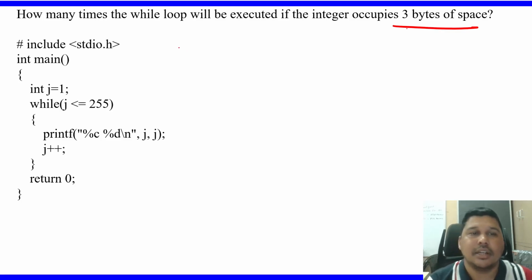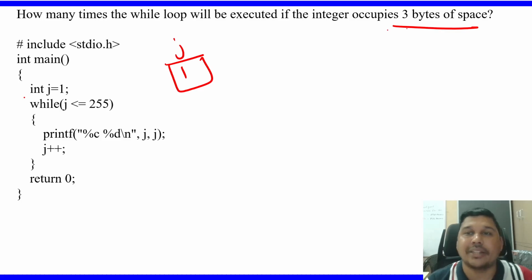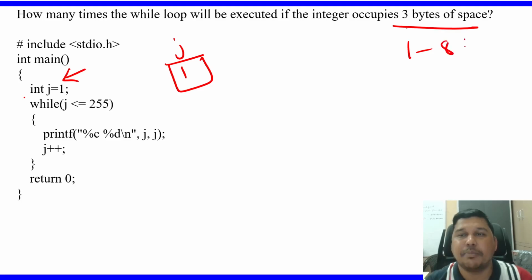Let's see the answer. Given j value is equal to 1, while j less than or equal to 255. See, integer is occupying 3 bytes of space. Can I hold this j value as 1 in a 3 byte space? 3 bytes means how many bits? 1 byte means 8 bits. 3 bytes means 24 bits.